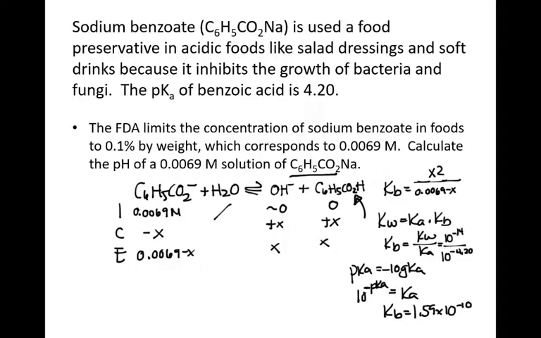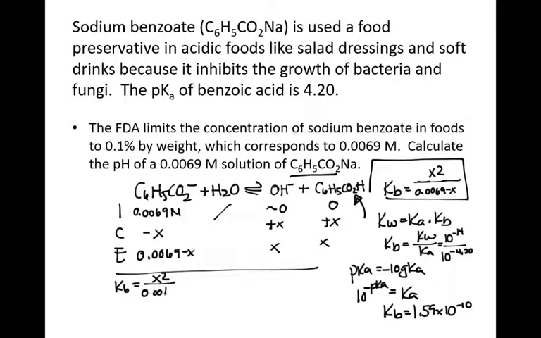Okay, so I'm going to continue. We're going to take this expression down here to a new space. So Kb, we said, equals x squared divided by 0.0069 minus x, and that is equal to 1.59 times 10 to the minus 10. Now, given how small Kb is here, it's going to be pretty safe to make the small x approximation. And so we'll do that, and then we'll check and see if it works.